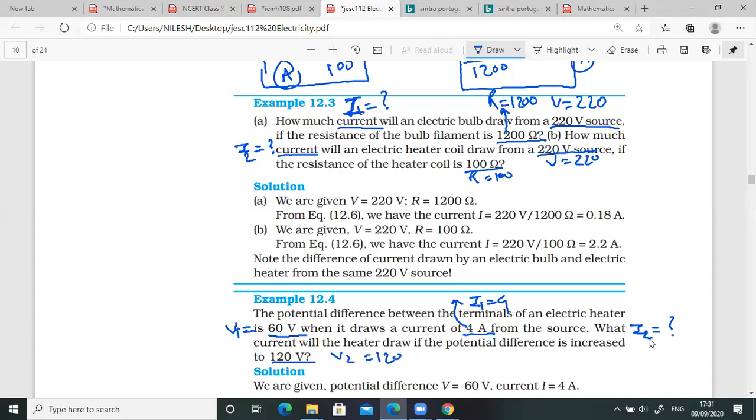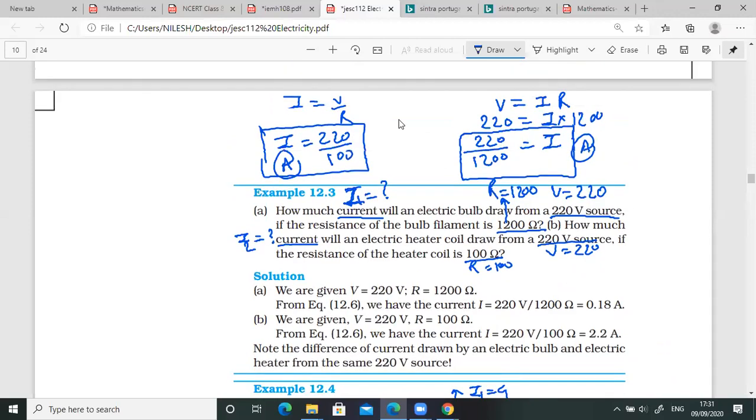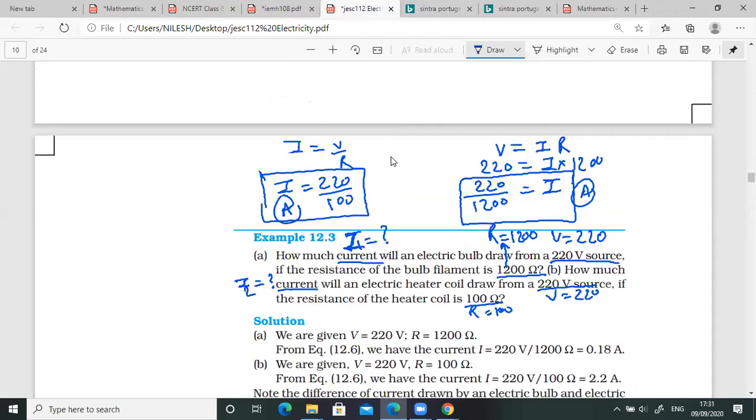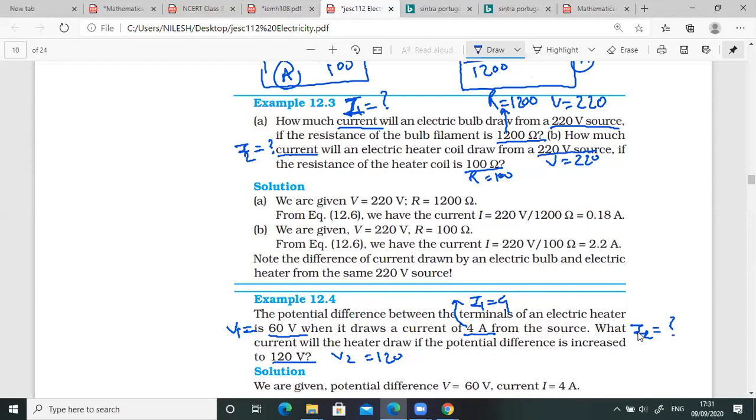So using V, how do I find I? How to find I? V equal to IR, or I is equal to V upon R. Yes or no? So to find I I need V and R. Only V I have. Where do I have the R? Where is the resistance?